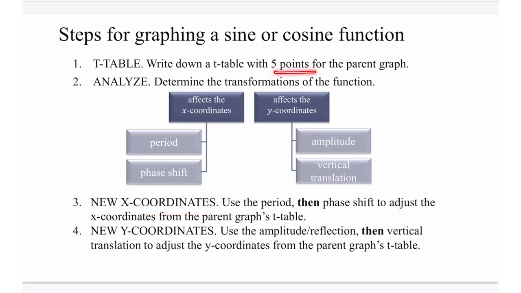Then you're going to figure out what your new coordinates are going to be. So you're taking the 5 points from the parent graph, and we're going to use the period, then the phase shift to adjust those x coordinates from the parent graph's t-table to make new x coordinates. And then we'll do something similar for the y coordinates. We're going to use the amplitude, and if there is any sort of a reflection in the x-axis, then the vertical translation. You'll notice that I have the word then here because the order does matter.